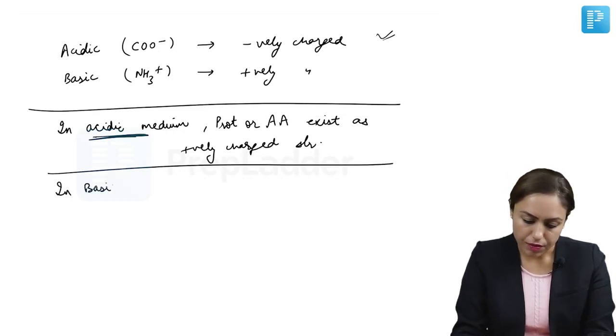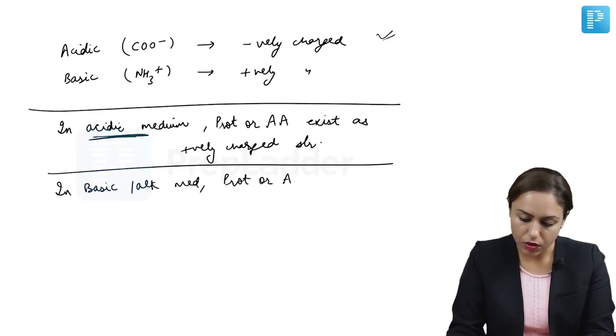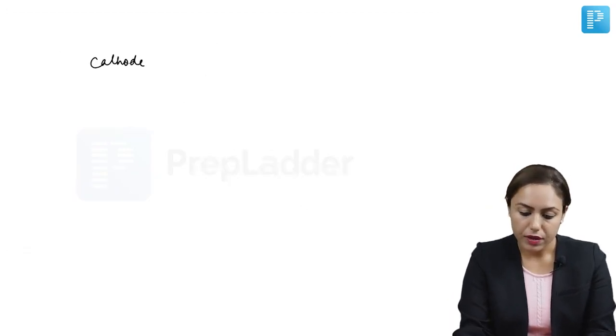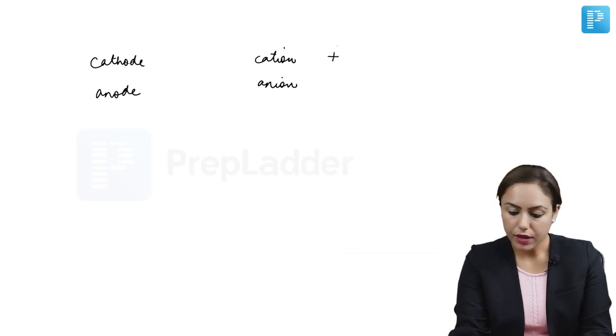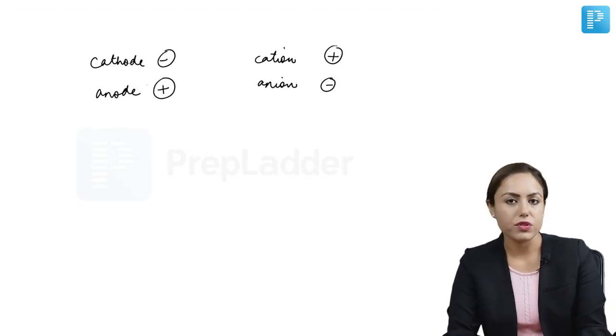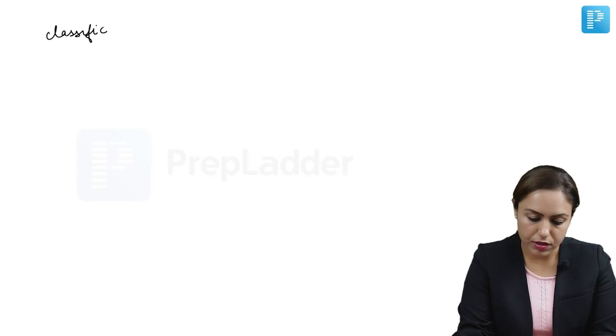So, in a basic or alkaline medium, proteins or amino acids exist as negatively charged structures, right? Then also note down what is the charge on cathode, anode, cation, anion, right? Cation is positive, anion is negative, cathode is negative, anode is positive, right? So be careful with this thing. Many questions are asked. Now let's start the classification of amino acids.